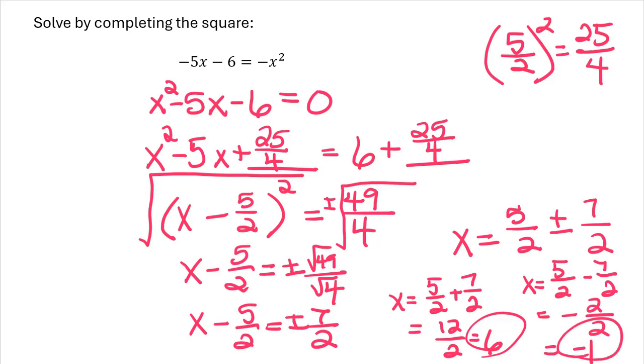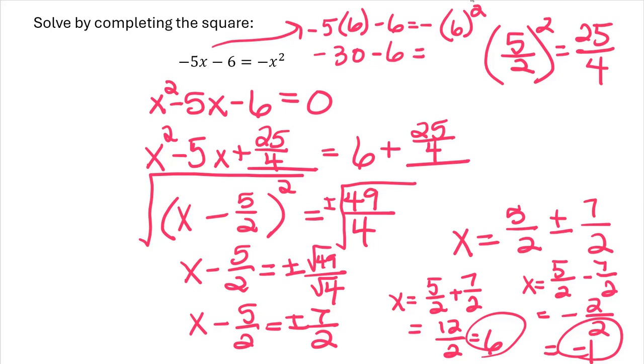And if you go back to the original equation, you can plug those in to see that they work. So if we put in 6 for x, we're going to have negative 5 times 6 minus 6 equals the opposite of 6 squared. So that's negative 30 minus 6 is equal to negative 36. And that is true. So 6 works.